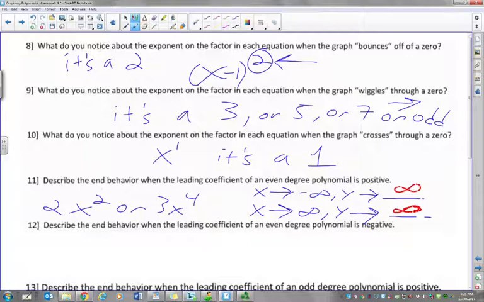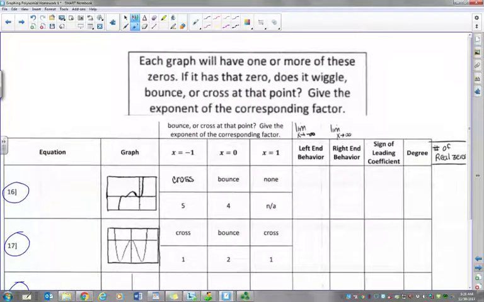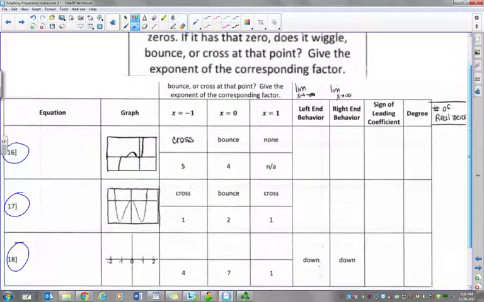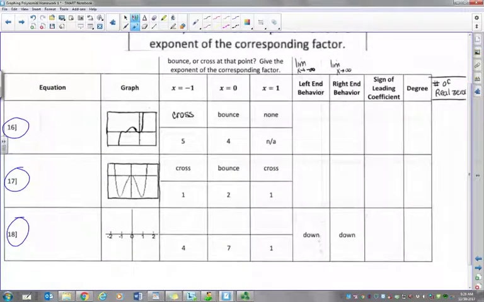I want to do one on the back, right? So number like 16, 17. Or 18, because this is going backwards. What the heck happened to 18? Did it die? Let's see. We do have down as our end behavior.